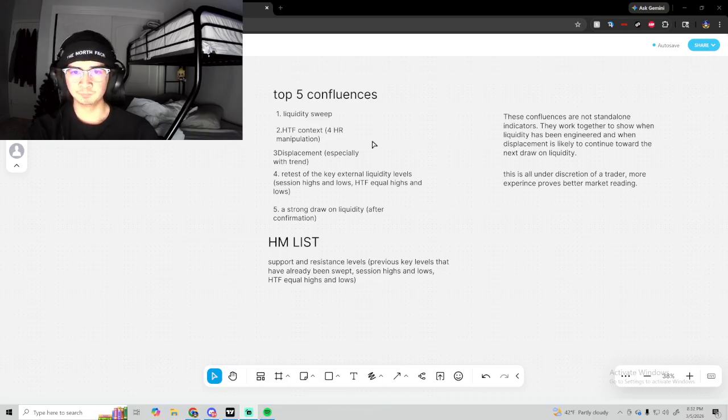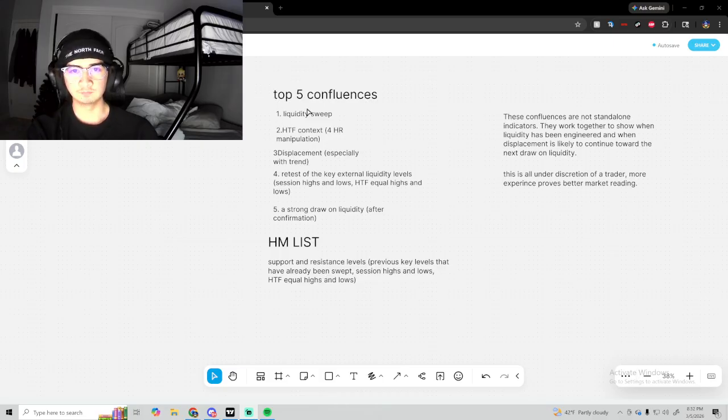And these are all very strong confluences, but they're not going to work if you don't have an understanding of market structure or context, which is why I wrote underneath, this is all under discretion of a trader. More experience provides better market reading. So you're not going to see a fair value gap and decide to enter and then get stopped out immediately and chopped out because you decide to FOMO into a trade. It's just not going to work that way.